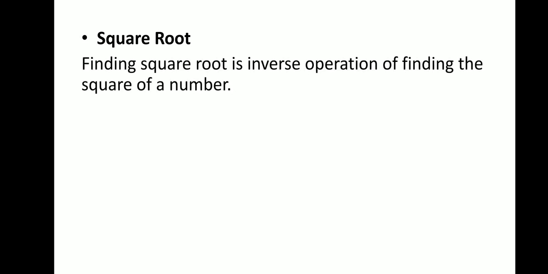Basically, we need to do the inverse operation of finding the square. Finding the square root is the inverse operation of finding the square of a number. And the symbol of this square root is this one. This can be pronounced as square root or under root.